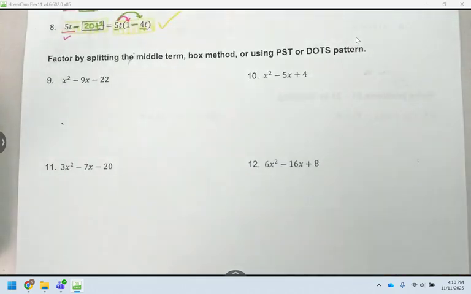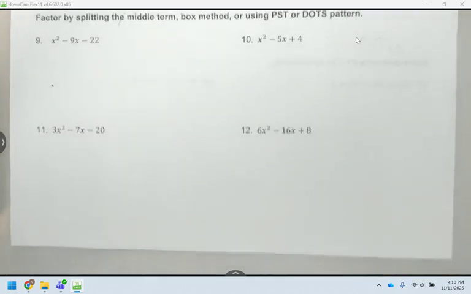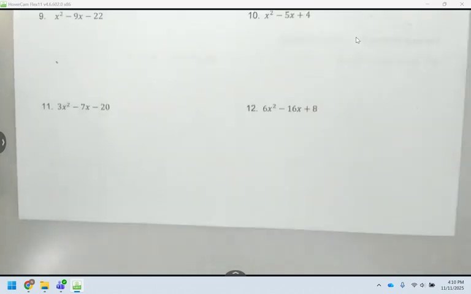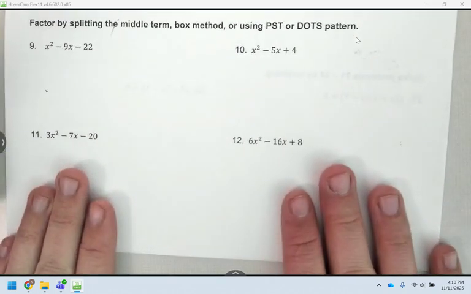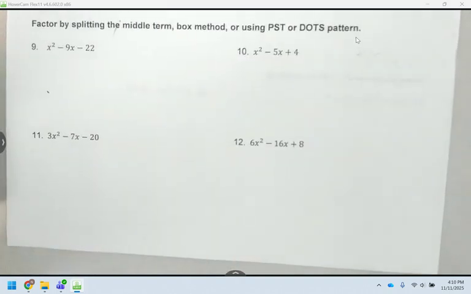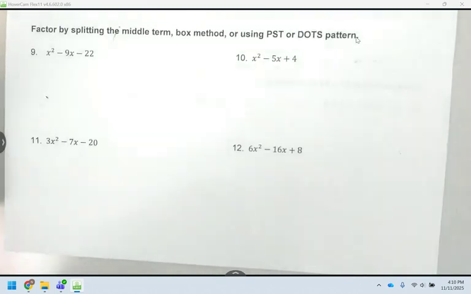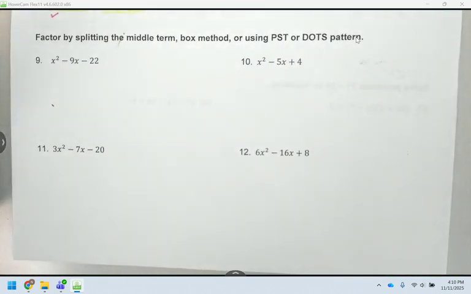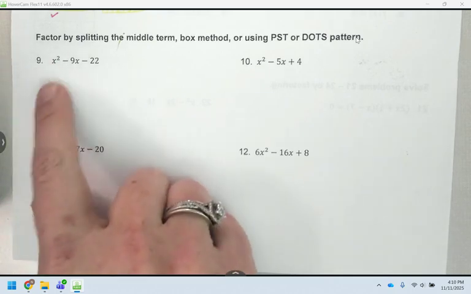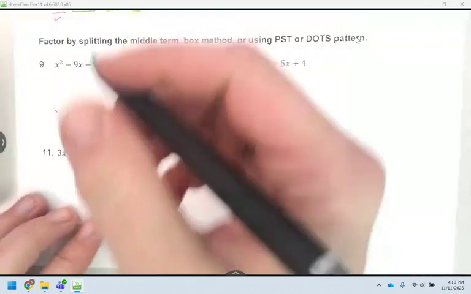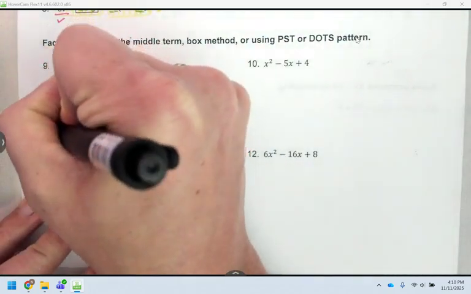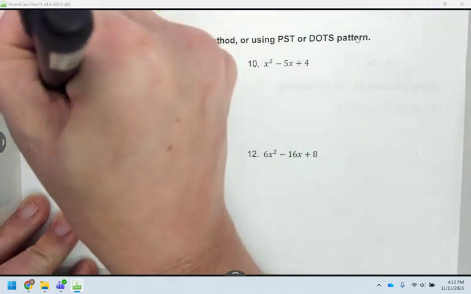Okay. Moving on to number 9. Factor by splitting the middle term. Or, sorry, I'm trying to figure out why this is crooked. It's driving me nuts. Okay, factor by splitting the middle term or using perfect square trinomials or difference of two squares, the patterns. So let's start with this one. I did the box method with my classes, so let's start with the box method.